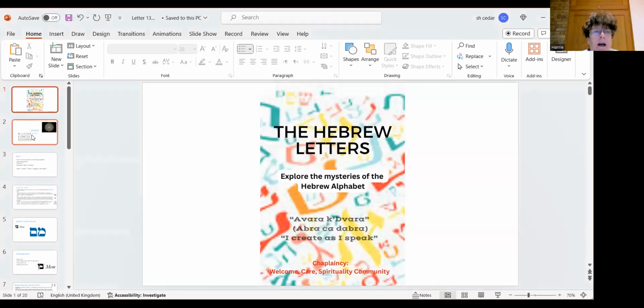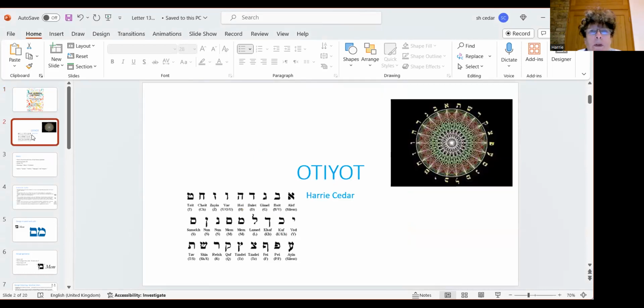So I'm going to start, and we're on the letter mem this week. So alef-bet, gimel, daleth, hey, zayin, het, tet, yud, kaf, lamed, mem. We're halfway through the Hebrew alphabet and also halfway through what would be the English alphabet.